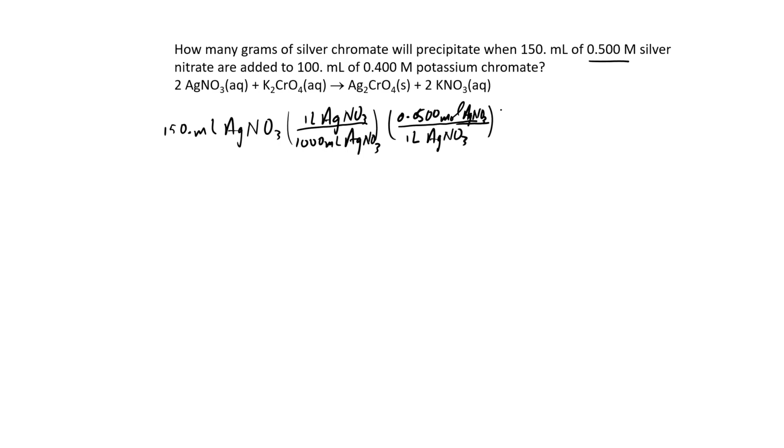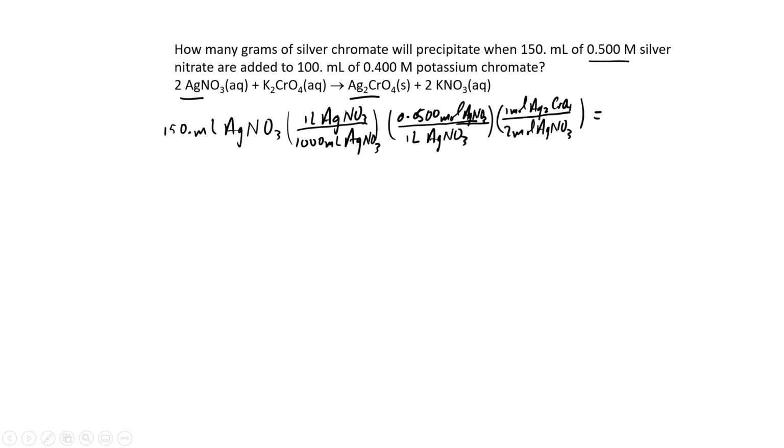So the next step is to look at the mole ratio between the silver chromate and the silver nitrate, and we can see based on the coefficients of these substances in the equation, it's a 1 to 2 mole ratio. And the way I would express that in the next conversion factor is that I would have 1 mole of Ag2CrO4, and down here 2 moles of AgNO3. And we work this out.